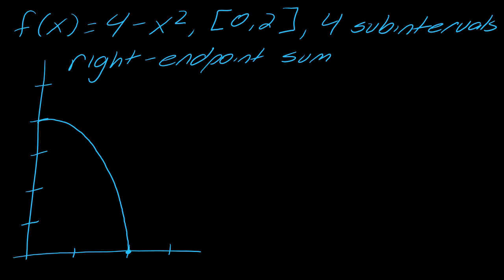So the next thing that I want to do is refresh your memory on doing Riemann sums. I've got this function 4 minus x squared from 0 to 2, and I've already graphed that. I want to divide this into 4 subintervals, and I want to do a right endpoint sum on this.